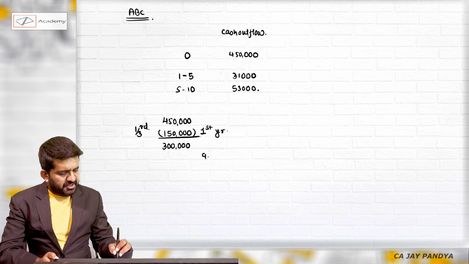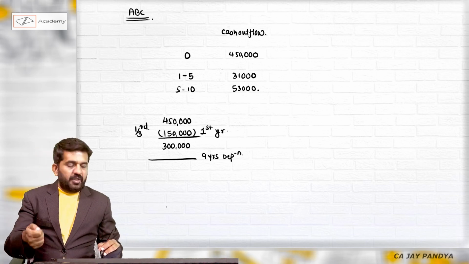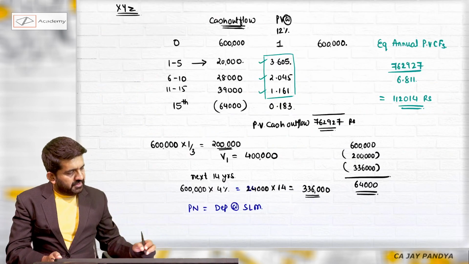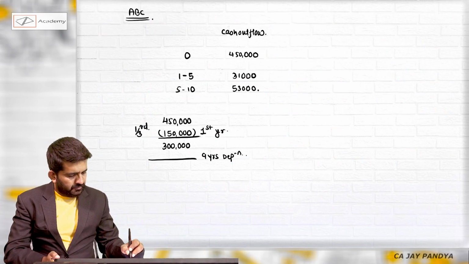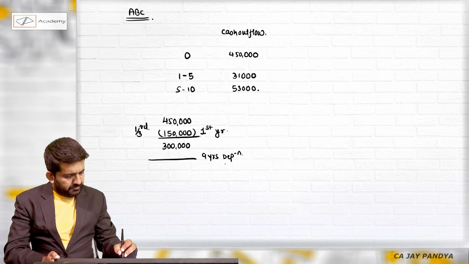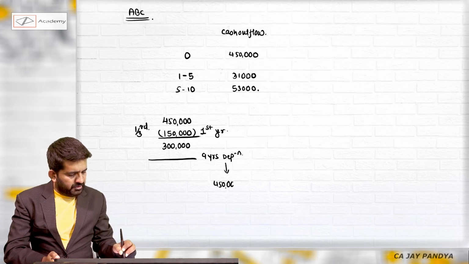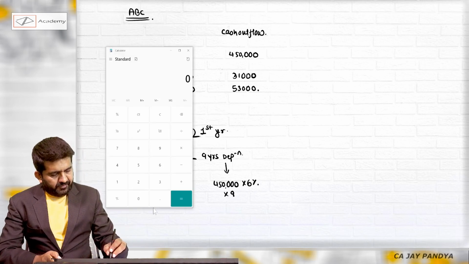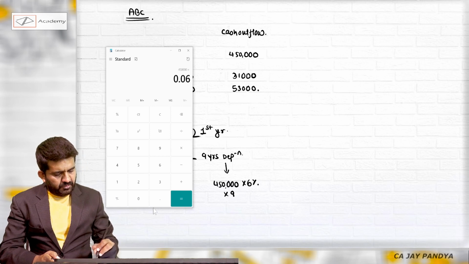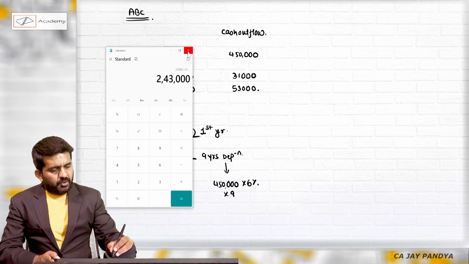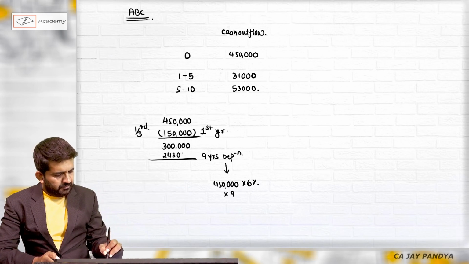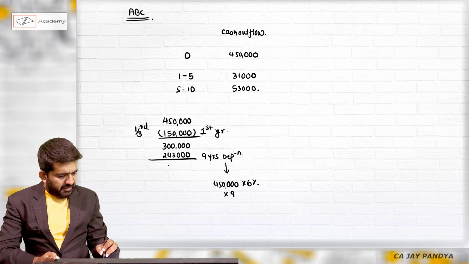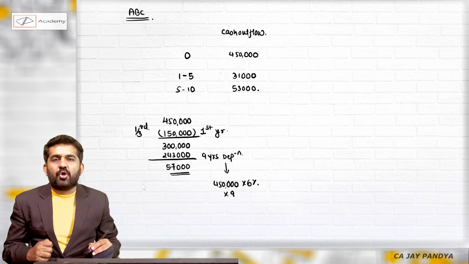What will be the depreciation for 9 years? Or how much value will reduce for 9 years? 6% into 9. Let me write in full: 4,50,000 into 6% into 9, which is 2,43,000. Remaining 57,000 will be nothing but the scrap value at the end of 10th year.